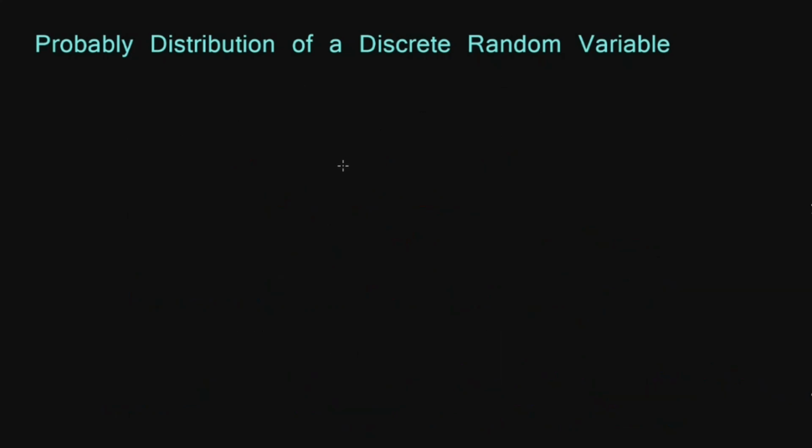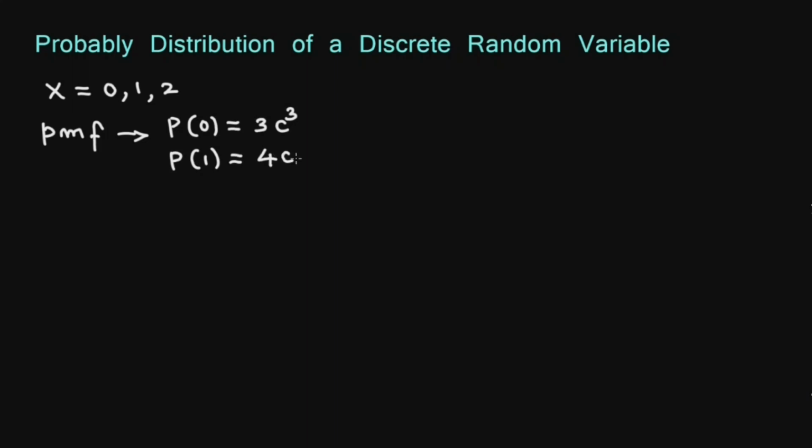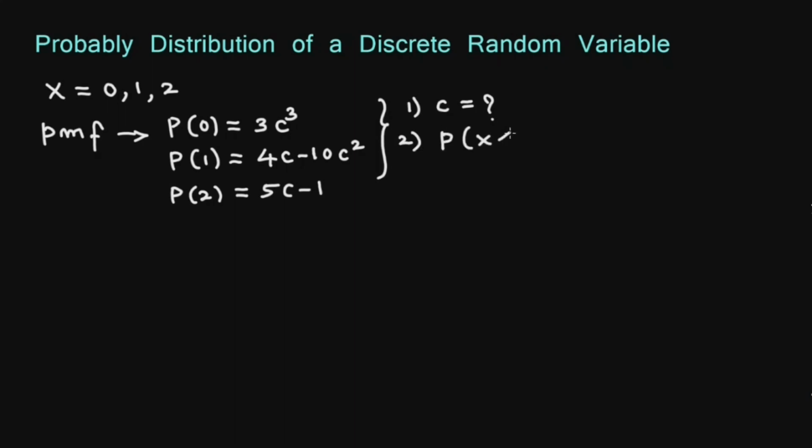The probability mass function of a random variable x is 0 except at the points x equals 0, 1 and 2. At these points, the probability mass function has values p of 0 equals 3c cube, p of 1 equals 4c minus 10c square, and p of 2 equals 5c minus 1. We have to find number 1, the value of c, number 2, p when x is less than 1, p when 1 is less than x is less than or equal to 2, and p when 0 is less than x less than or equal to 2.